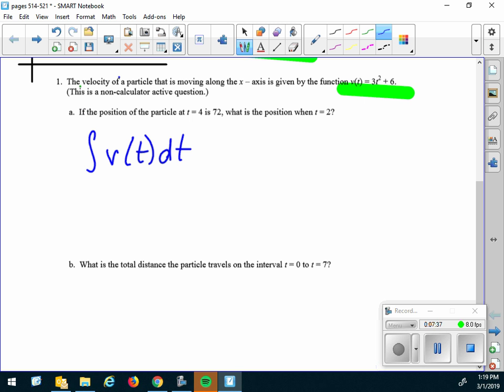What we've got to think is, what do we want to integrate from what to what? I know the position at t equal 4, so I know p of 4. I want to find p of 2. So what do you think you want to integrate from what to what? From 2 to 4. So I know that's going to be p of 4 minus p of 2. Now again, I know p of 4 is 72.